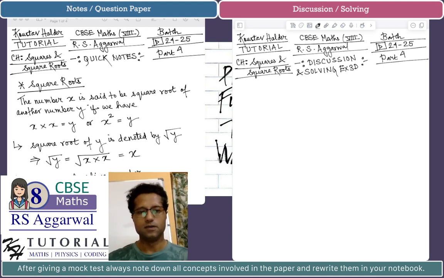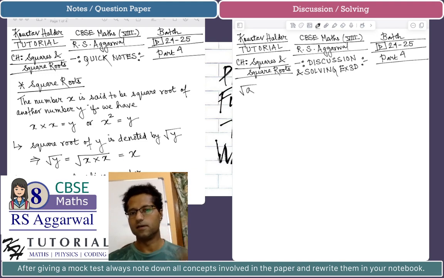And we denote the square root of a number like this. This is the notation of the square root of the number a, and a has to be a positive number. The square root of a negative number is not defined. So we have this square root sign for a positive number a.